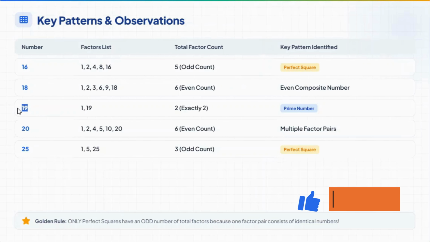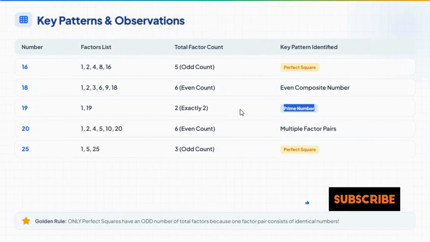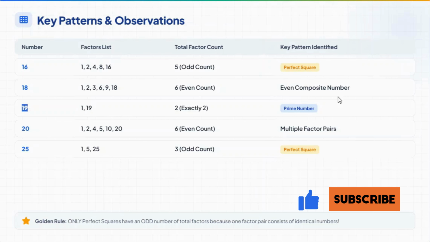And for number 19, we can only see 2 factors, that is 1 and 19. So it's a prime number. A prime number always has only 2 factors, that is 1 and itself. So this 19 is a prime number. Likewise 13 also, I mean 13 has only 2 factors, that is 1 and itself.